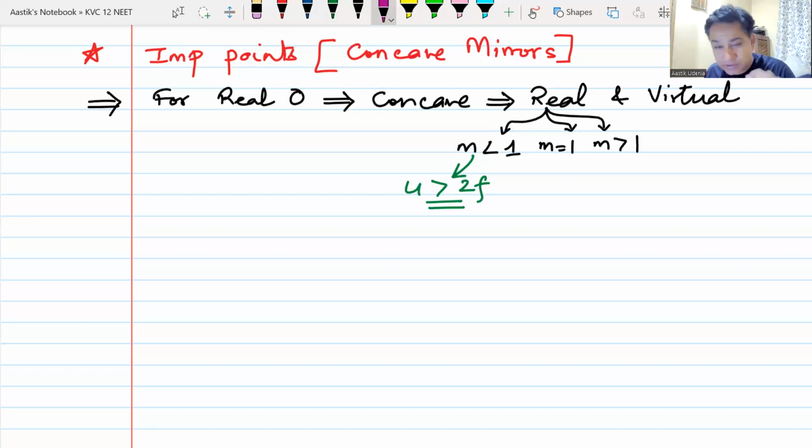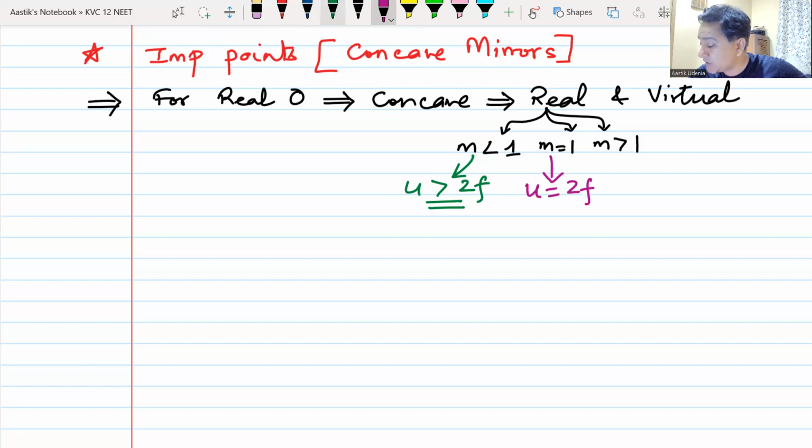Everything in short, in the form of question and answer. Where is the magnification equal to 1? Real image and magnification equal to 1, at the center of curvature. So the value of u is 2f. I am not using sign convention, it will be minus 2f actually.